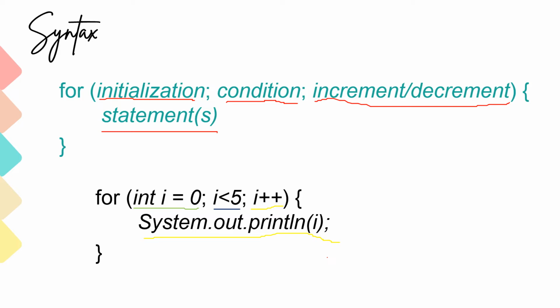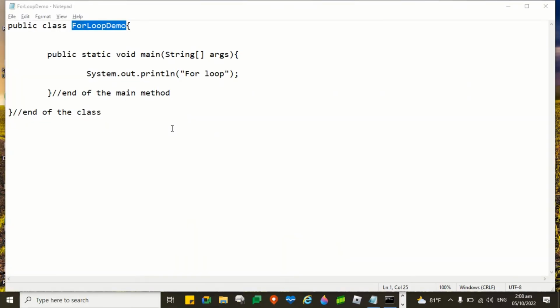So it has three parts. It has initialization, condition, and then the increment and decrement. Okay, the for loop will iterate until the condition is true. However, if the result of the condition or expression is false, the loop will terminate. Okay, I am now going to demonstrate how to use for loop in Java.